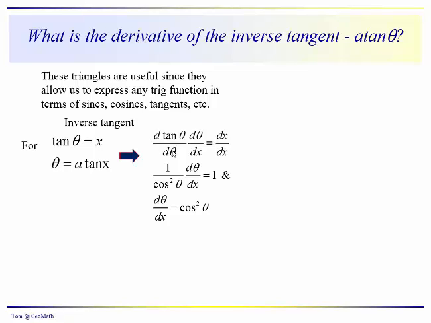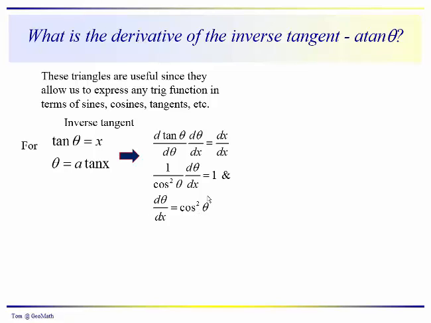Differentiation of the inverse tangent of x with respect to x, d theta dx, is what we're after. This is the inverse tangent, theta. Differentiating the tangent of theta with respect to theta, dx by dx is just 1. The derivative of the tangent of theta is secant squared theta, or 1 over the cosine squared theta. So d theta dx times 1 over cosine squared theta is equal to 1. So that gives us that d theta dx is just equal to the cosine squared of theta.